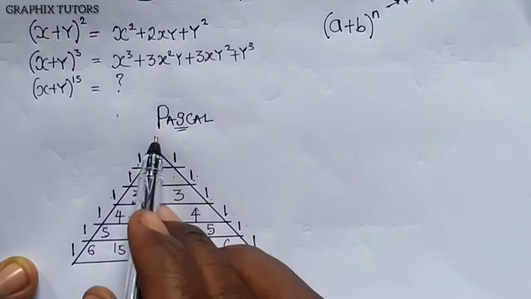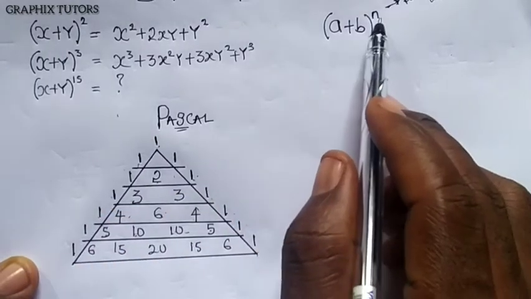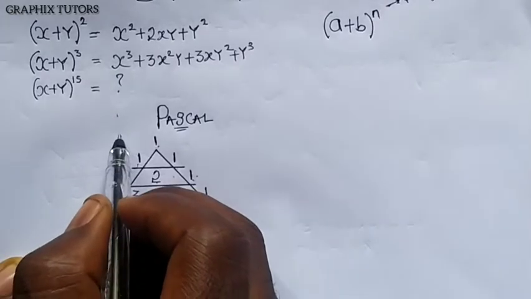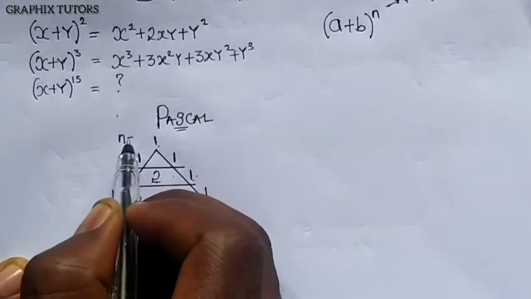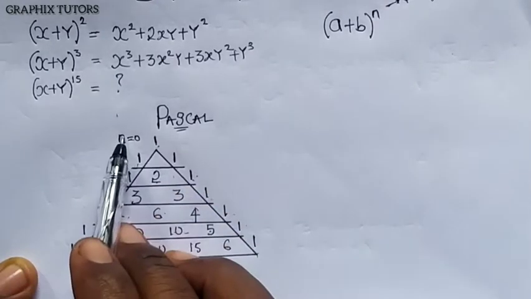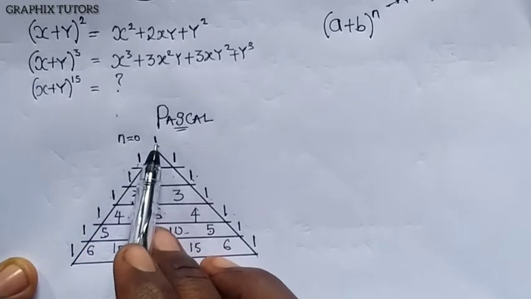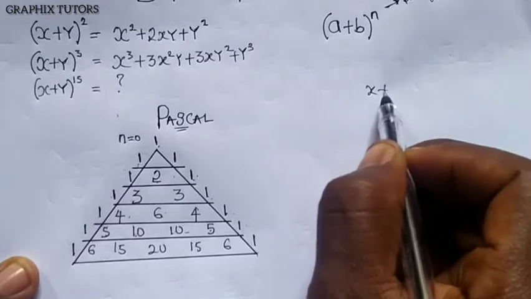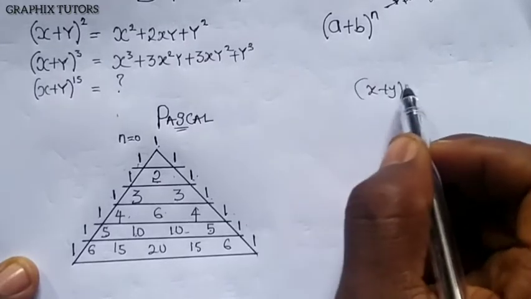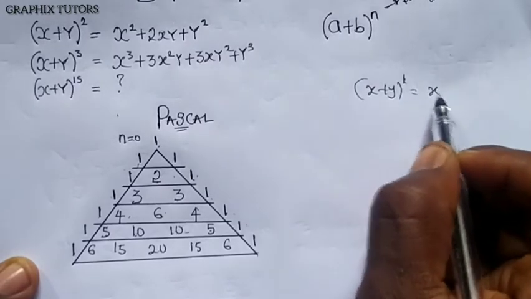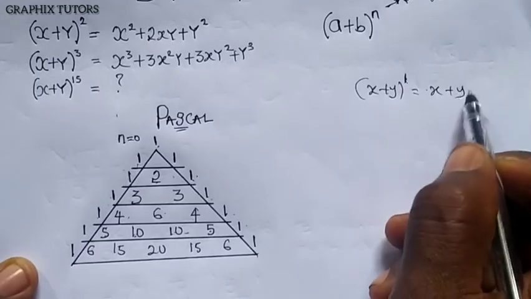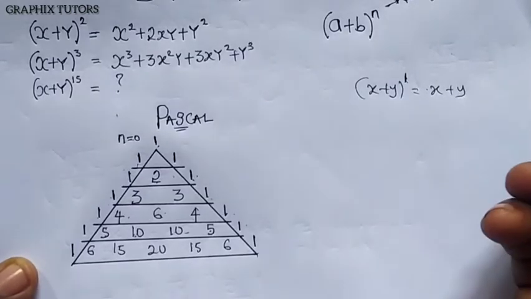So for the first one that has 1, the index is the power here. When n is equal to 0, meaning the power is 0, our coefficient will be 1. What it means is that if I have x plus y to the power 1, I'll just have x plus y. So what's the index of x? 1. What's the index of y? 1. So that's what it means here.